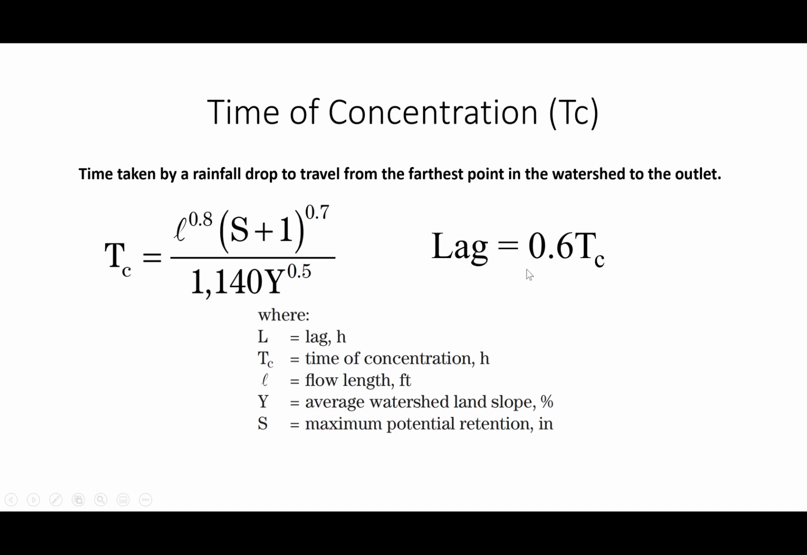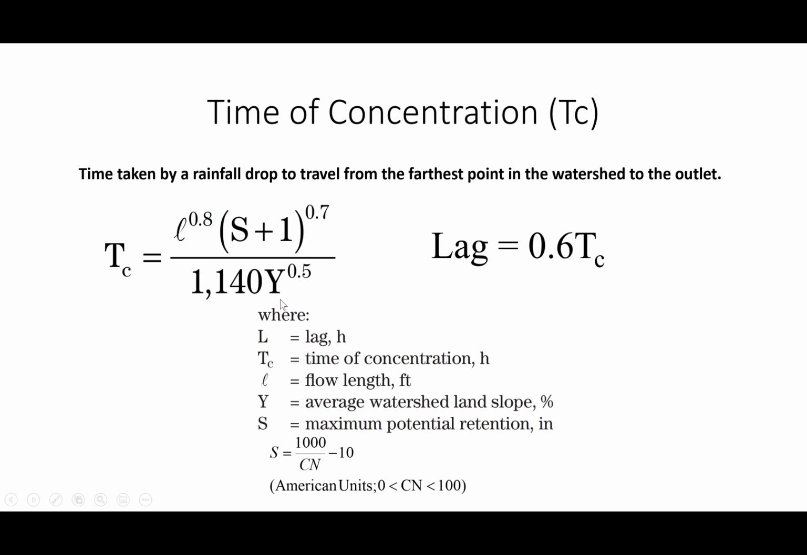So lag is equal to 0.6 times Tc, and Tc is the time of concentration, and this is the expression for time of concentration. So to get the time of concentration, we need to know L, which is the flow length, and specifically this is the maximum flow length within a subbasin. S is the maximum potential retention used in the curve number method, and the expression for S is 1000 divided by curve number minus 10.